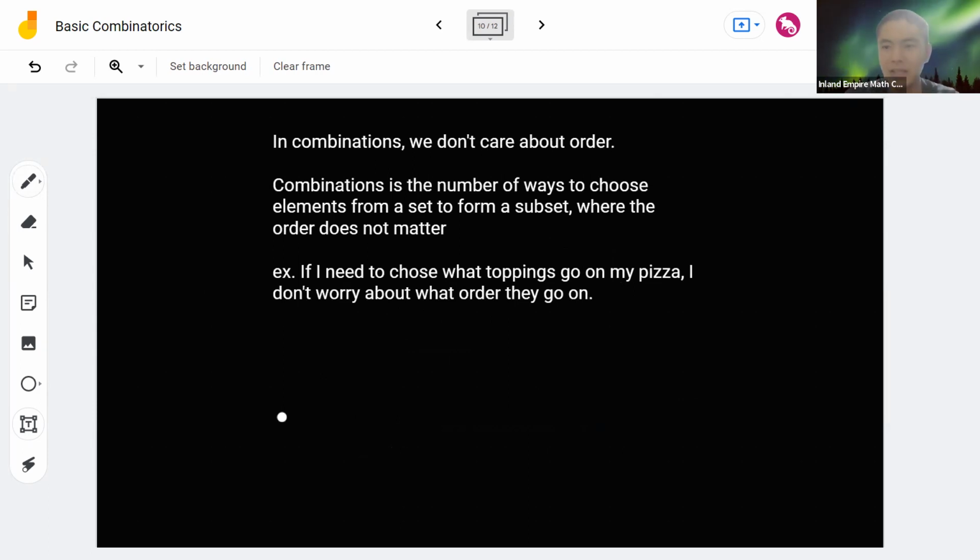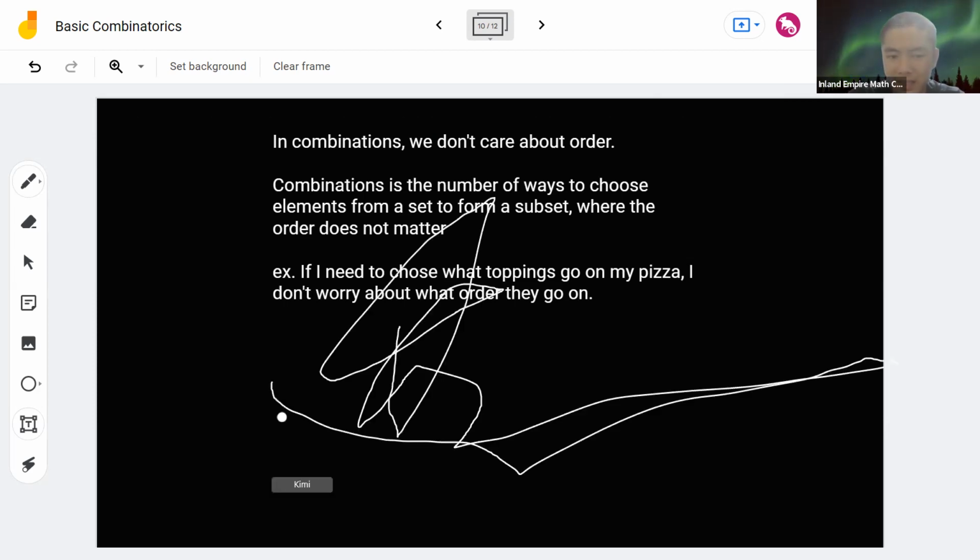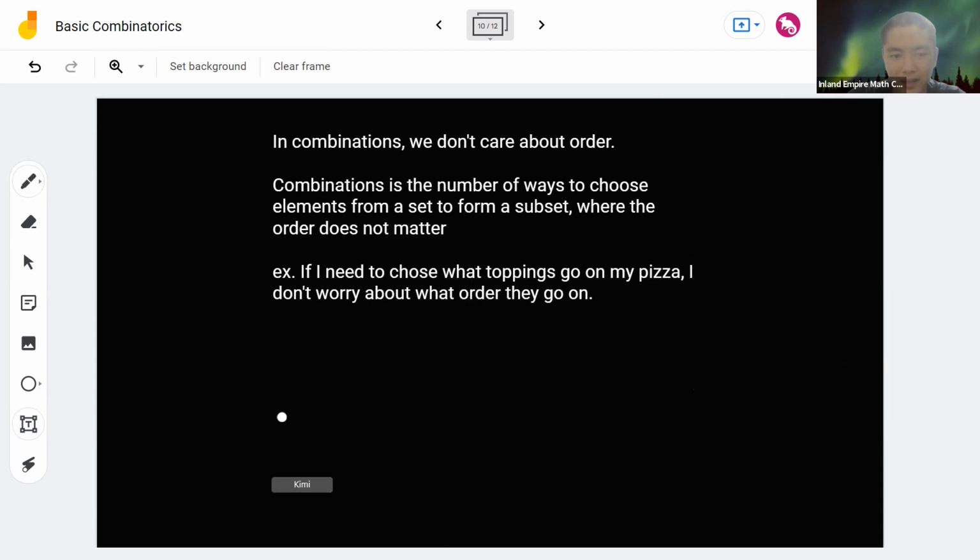So basically, that was an introduction to permutations with repeats. Now, in combinations, we do not care about the order. Combinations is the number of ways to choose elements from a set to form a subset where the order does not matter. For example, if I was to choose what toppings go on my pizza, I wouldn't worry about what order I put the toppings on my pizza, right? Like it doesn't matter if I put the mushrooms first or if I put the pepperoni first. The wording might sound a bit confusing, but the next example will clear it up.